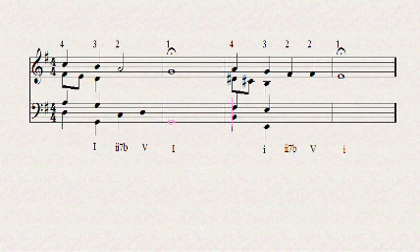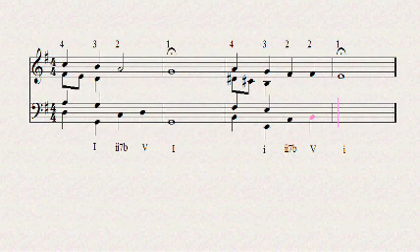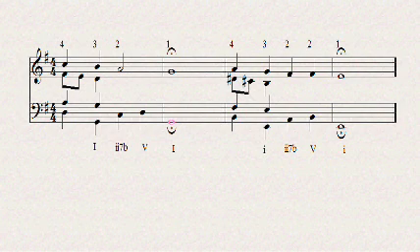The bass line is added following the Roman numerals, and check for consecutives against the soprano. If any are found, they will need to be corrected before moving on.